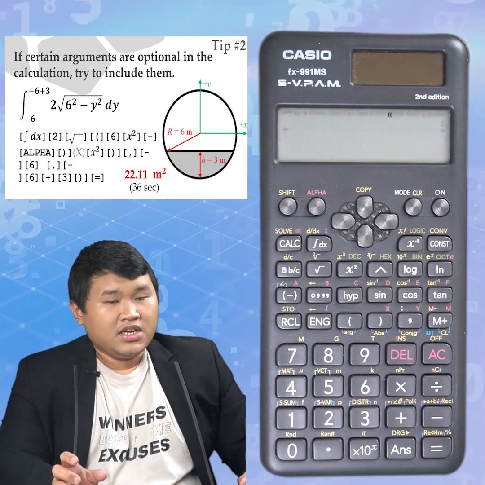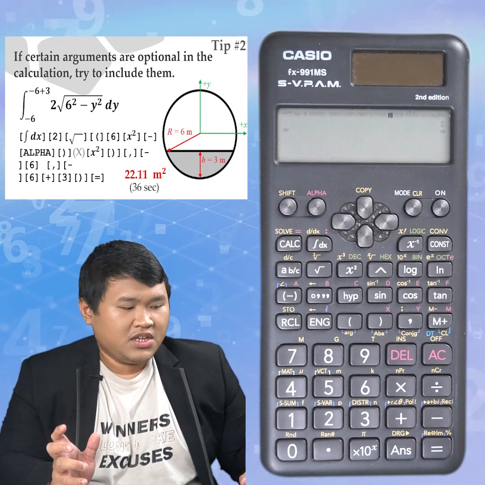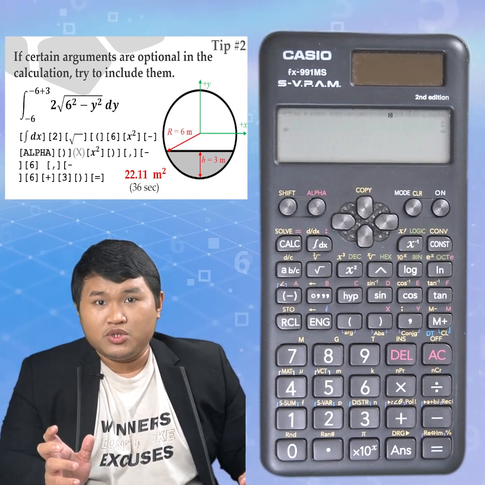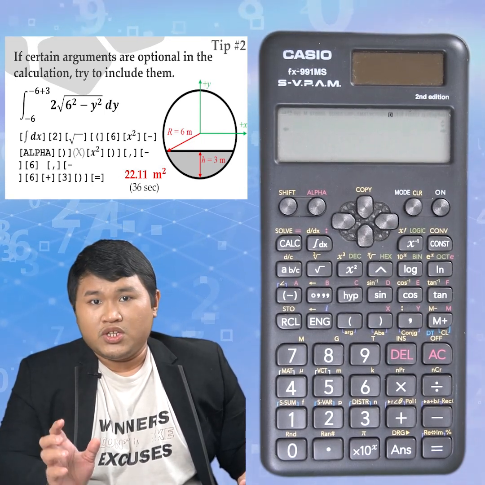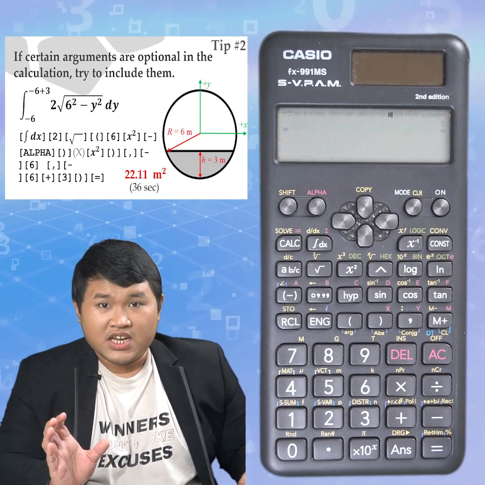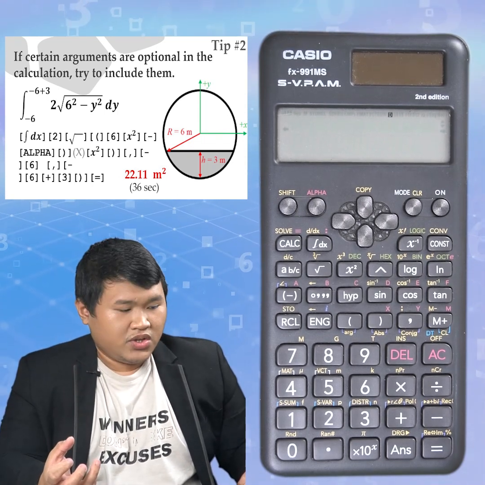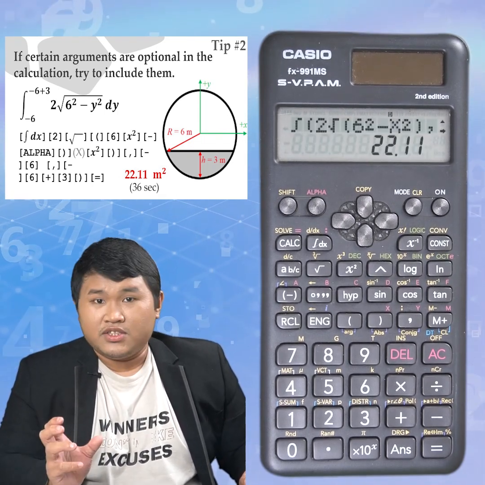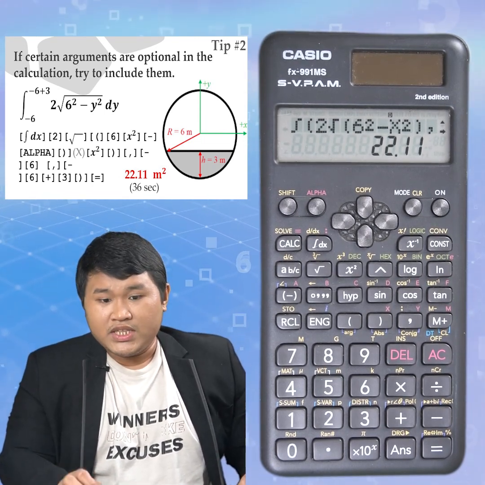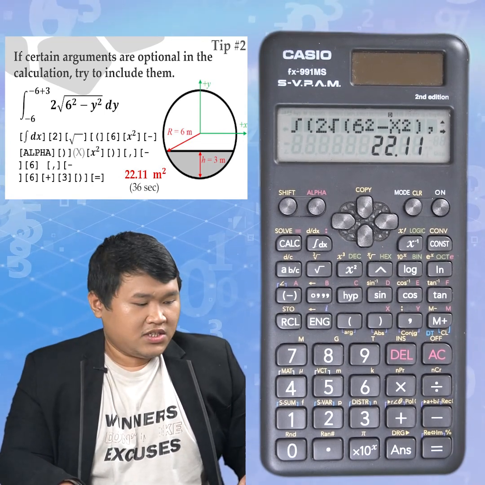So you will see that in many cases, or in some cases, calculation of integrals takes a long time because the calculator uses Simpson's rule, a method of approximation, in order to calculate the integral. So let's wait for a bit and we will discuss how we can improve the speed of this calculation. So it's taking a long time, and there's the answer. It got the answer of 22.11, and it took us 36 seconds to calculate this integral.